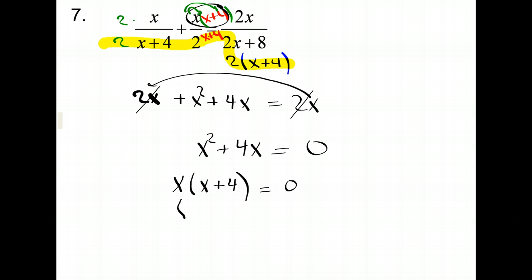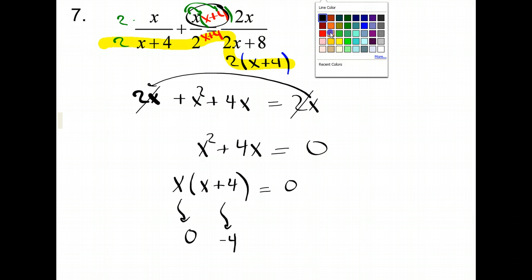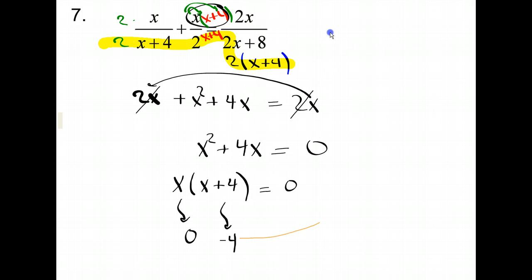My two solutions, or possible solutions, are 0 or negative 4. I have to check to see if they're extraneous, or if they make a denominator 0. So go up all the way to the top, and guess what? Negative 4 doesn't actually work. So the only one that works is 0.